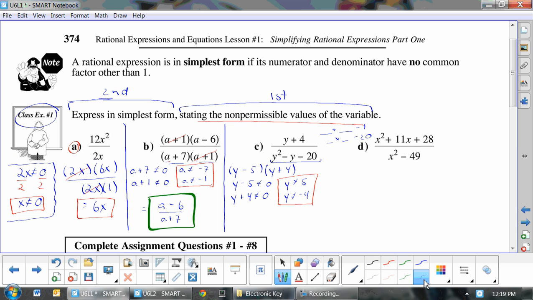And then we get to simplify this. So we go, okay, y minus 5, y plus 4, all under y plus 4. And these cancel out perfectly. Because we're dividing it out, this leaves us with a 1 on top and a y minus 5 as the denominator. Okay.